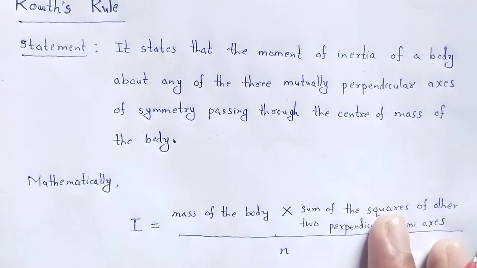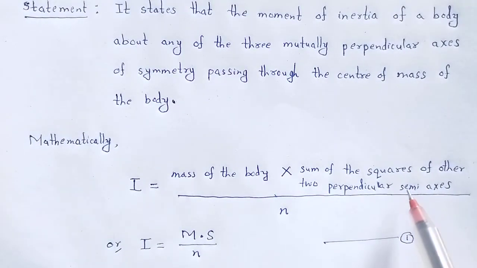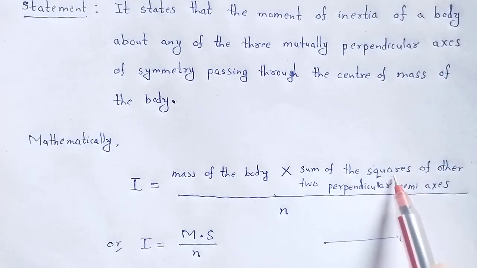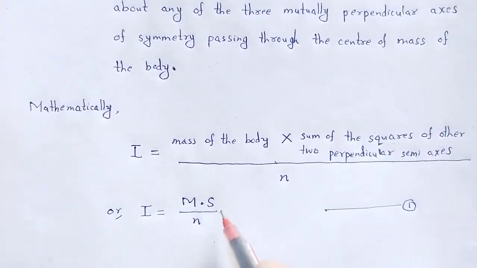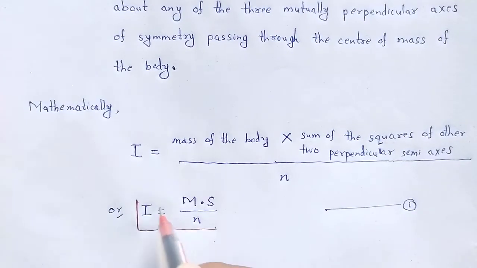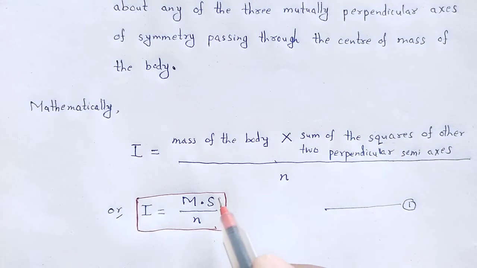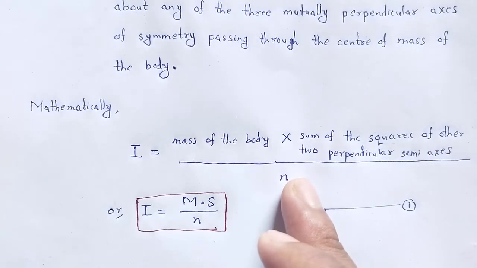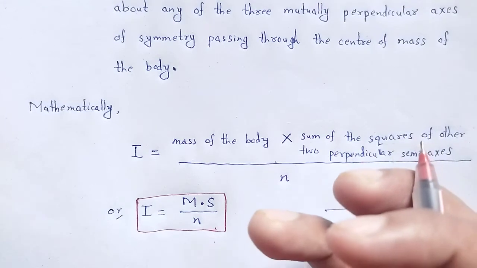mathematically, is equal to the mass of that body times the sum of squares of the other two perpendicular semi-axes, divided by n. That is, I is equal to M times S divided by n. M stands for the mass of the body, S stands for the sum of the squares of the other two perpendicular semi-axes, divided by n. n is an integer and it depends on which type of symmetry it is.